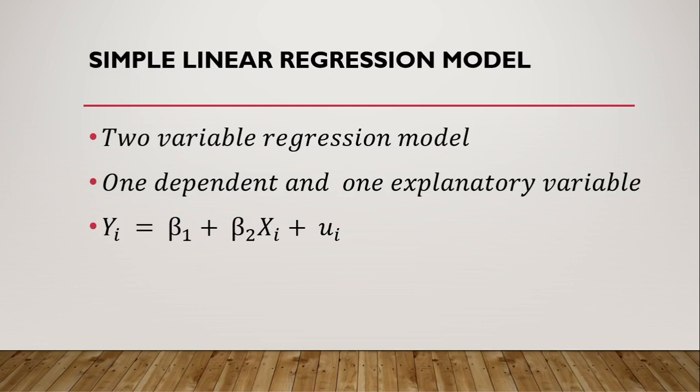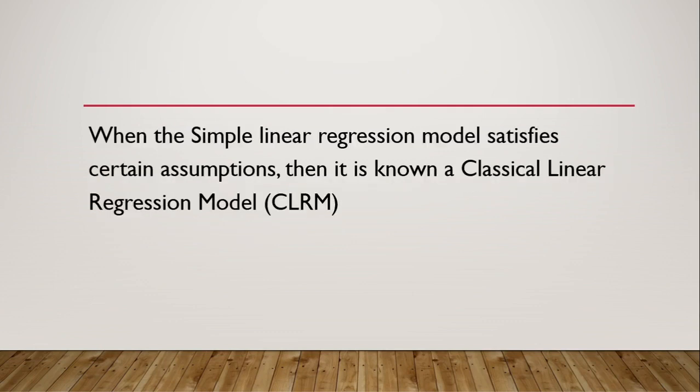Yi is equal to beta 1 plus beta 2 xi plus ui is a simple linear regression model. When the simple linear regression model satisfies certain assumptions, it is known as a classical linear regression model, CLRM. Now let us examine what are the important assumptions of the classical linear regression model.